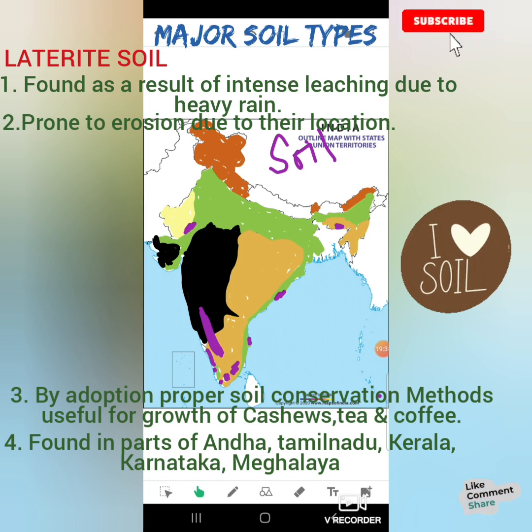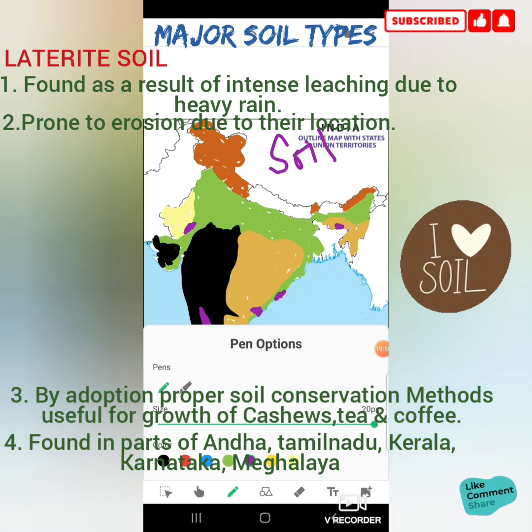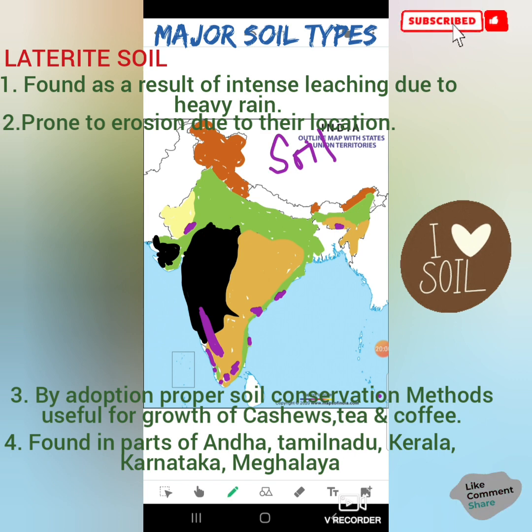So what are the areas? You see the parts of Karnataka, some parts of Kerala, some parts of Tamil Nadu, they are using this red laterite soil for the growth of tea and coffee. Even in some parts of Andhra Pradesh they are growing, in the red laterite soil, cashew nuts even.